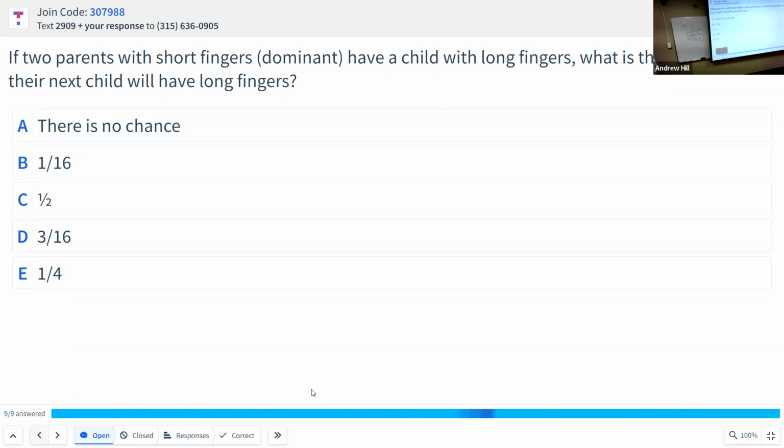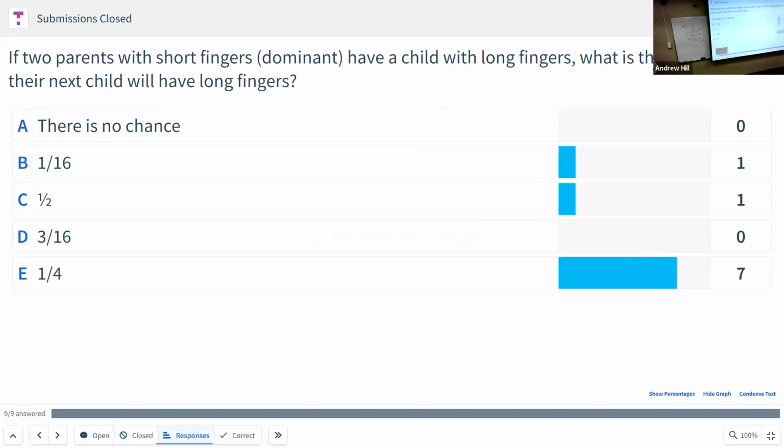All right, everyone get their answer in. Looks like everyone's got their answer in. Let's go ahead and take a look at the responses. Okay. So most people are saying a quarter. Actually, a quarter is correct, because if you look at my Punnett square, it's pretty obvious that the chance of the next child having long fingers, they'd have to be small s because of the genotype, so it's 1/4, right? All right.